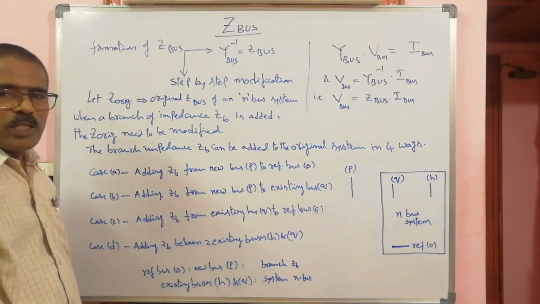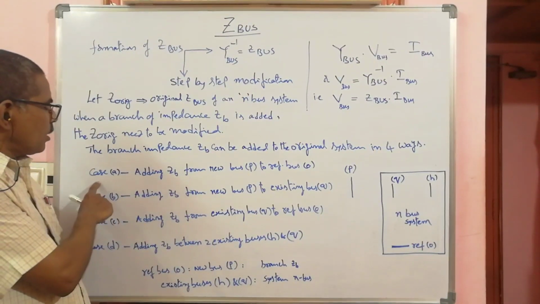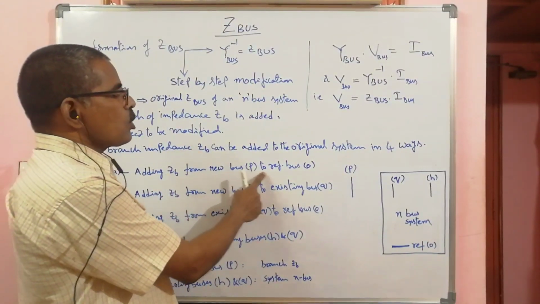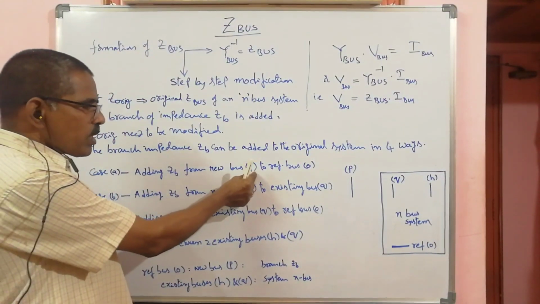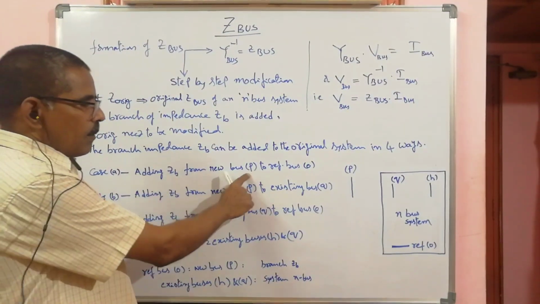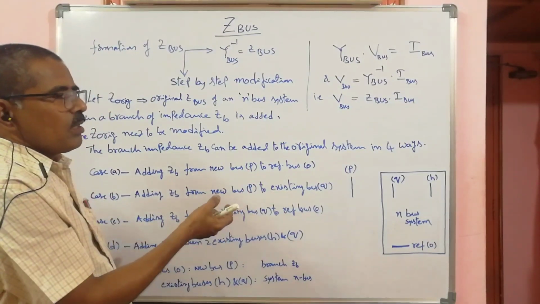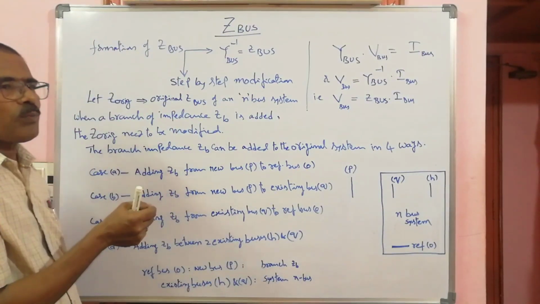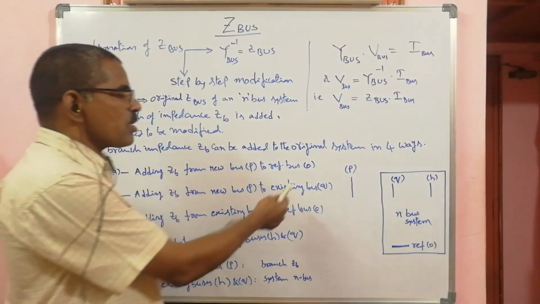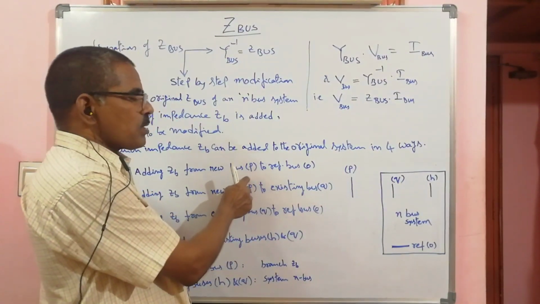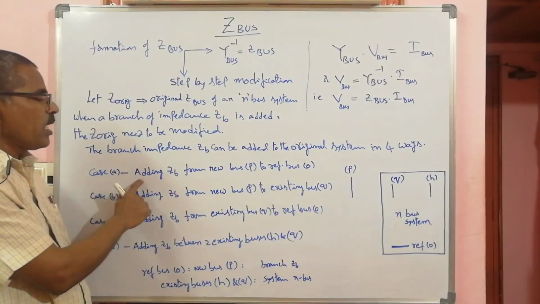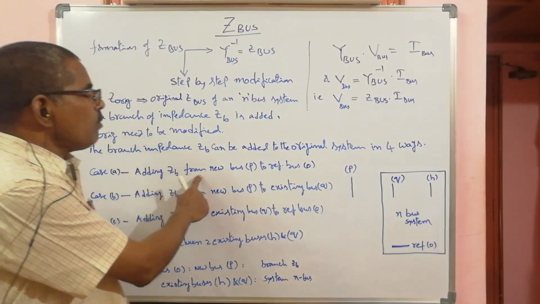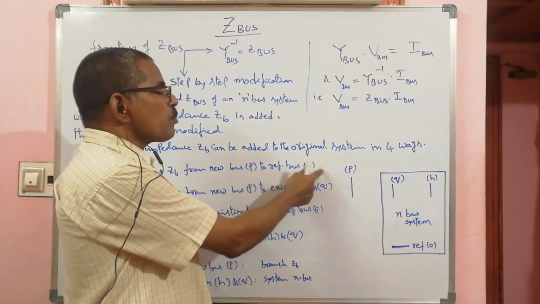So the possible combinations are: case A, adding ZB from a new bus to the reference bus. Here for the new bus we always use P. P refers to the new bus, and the reference bus is 0. Ground bus or reference bus is 0. P is always to refer to the new bus. So the first case, case A, is adding ZB from new bus P to reference bus 0.